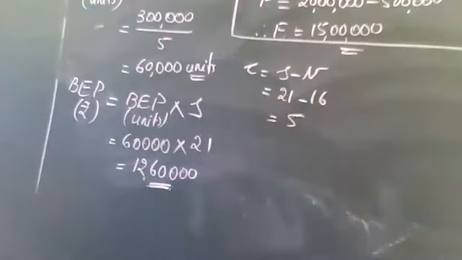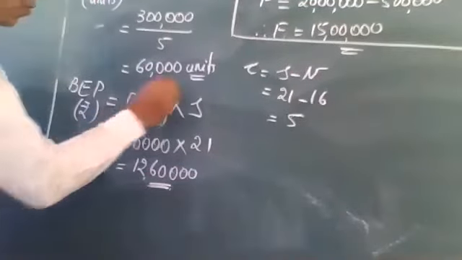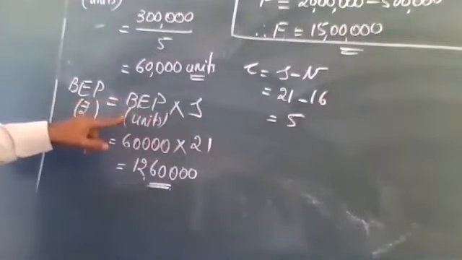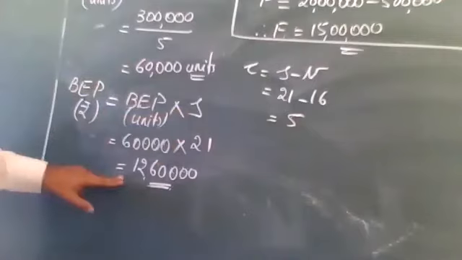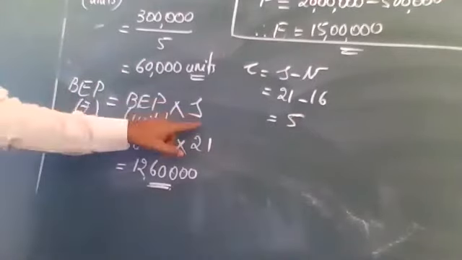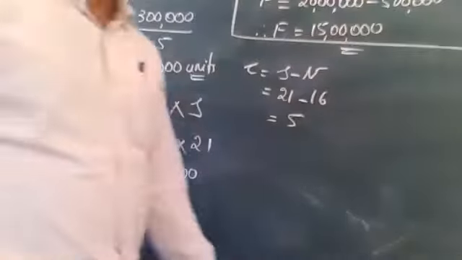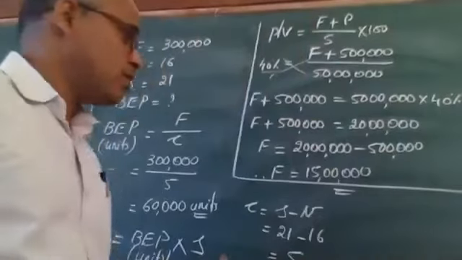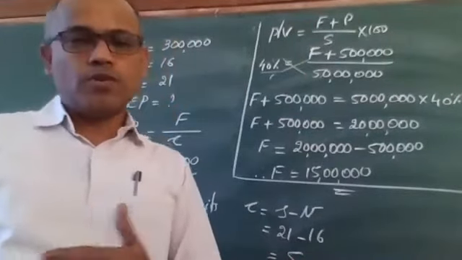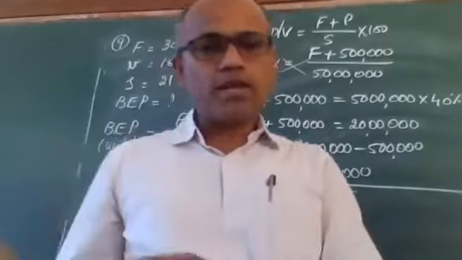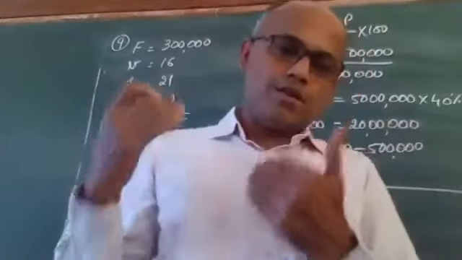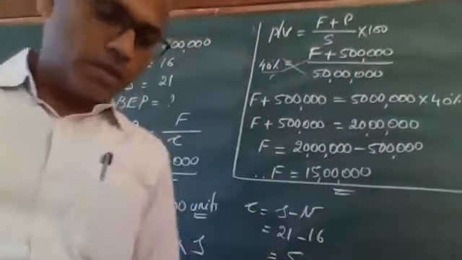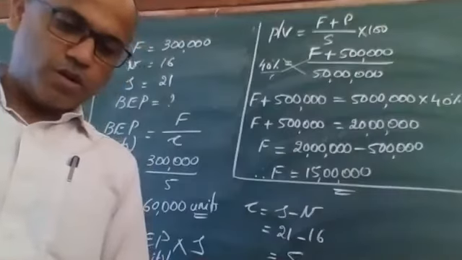So now the student will say, sir, you did not give us this formula: BEP units into selling price. If you know units, multiply with selling price, you get rupees. If you know rupees, you divide by selling price, you get units. If you want, you can write it down as a formula. Otherwise, units into selling price gives you value. Quantity into rate gives you value. Value divided by rate gives you quantity. Okay with that? So that is question number 9.